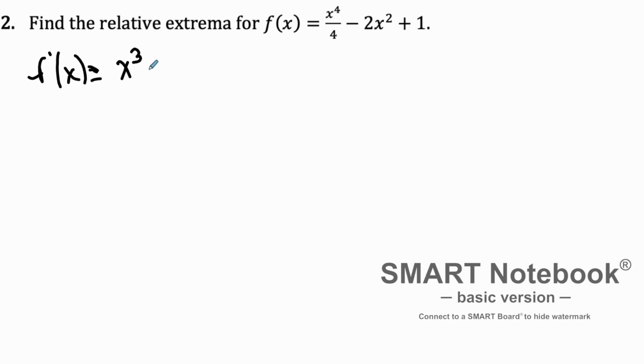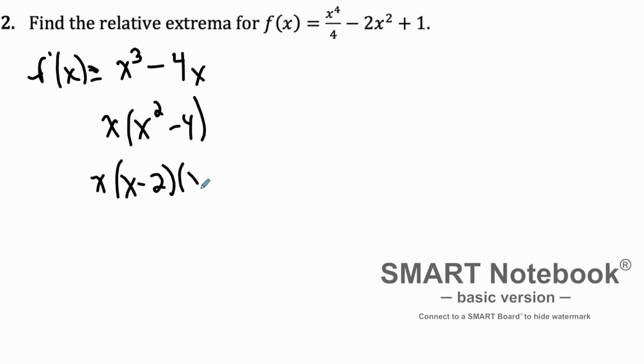So we got x cubed and we got a minus 2 times 2 is 4x. And the derivative of 1 is 0. So again, we're going to set this equal to 0. But before that, I want to factor. That's what I was actually trying to do there. So take out an x. I'm left with x squared minus 4, which factors to x minus 2, x plus 2. So I know this is 0 at x equals 0, at x equals negative 2, and at x equals 2.